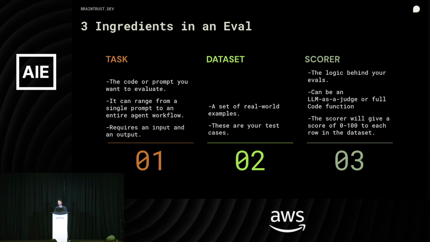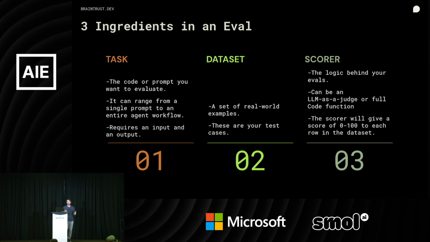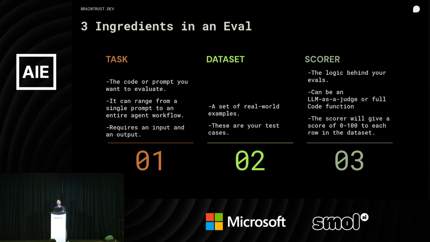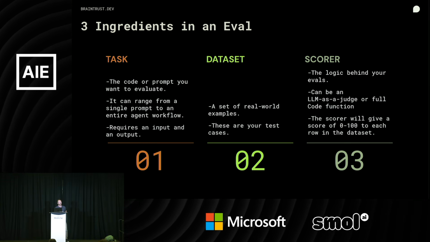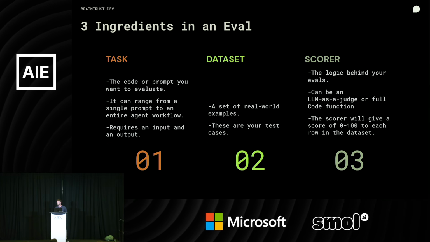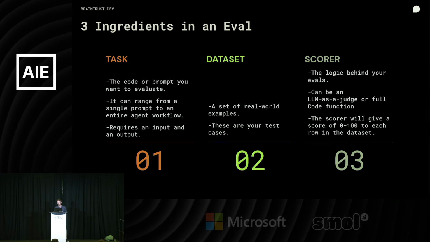The second thing is a data set. This is our real-world examples. This is essentially what we're going to run the task against to understand how well our application is performing. And how we do that is via scores. So the score is really the logic behind your evals.